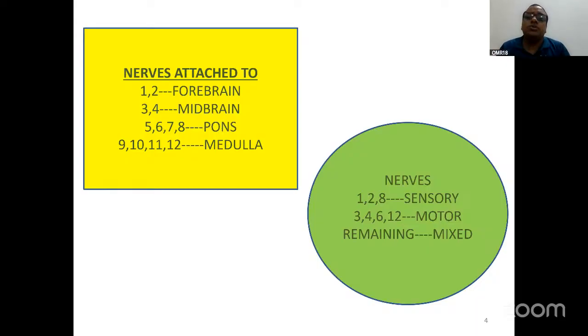But as I told you, there are some. So motor is 3, 4, 6, 12. These numbers you should remember. Okay, 3, 4, 6, 12. Out of the 12 cranial nerves, 3, 4, 6, 12. So we have got sensory going towards the brain, motor coming from the brain. Whatever remaining are mixed cranial nerves. That means the same nerve will take the information from the brain towards the organ and from the organ towards the brain. Both ways, that is mixed. That is why the name is mixed.